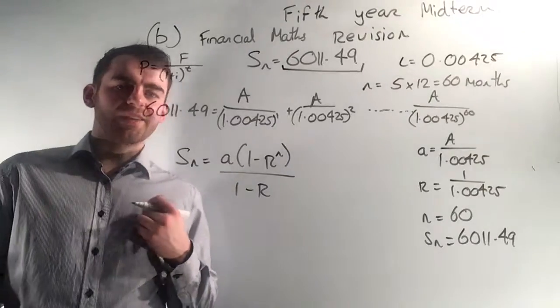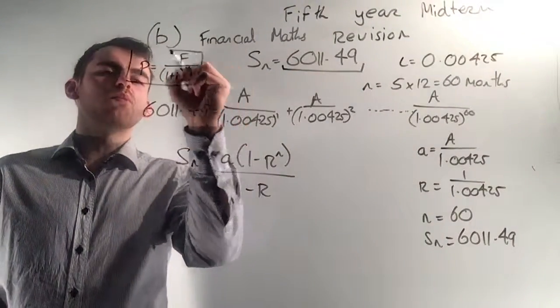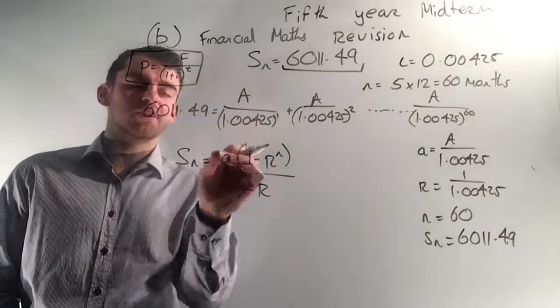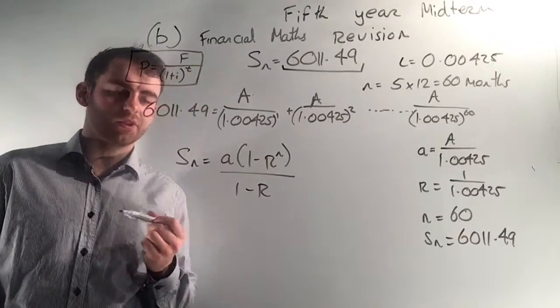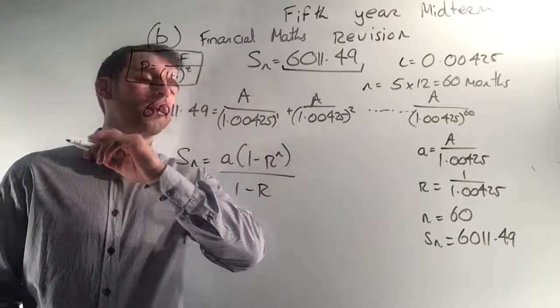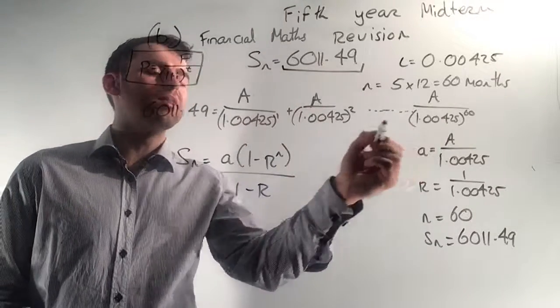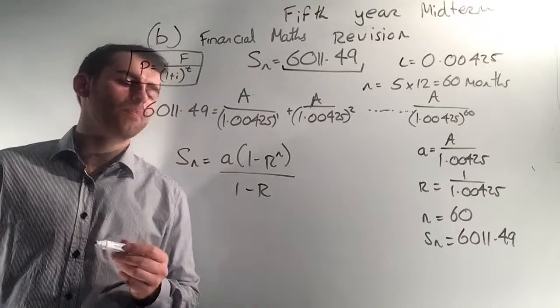Now, Dan and Kate are paying back a loan. If they're paying back a loan, that means we're working with fractions, because they're paying a loan back. It's the annual repayment divided by your interest. So I can work out my geometric series here. I know that all of the repayments added together must add up to 6,011.49.